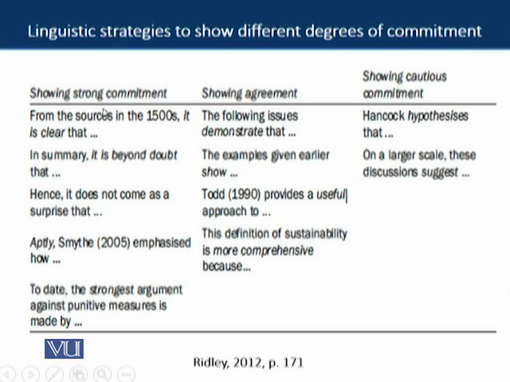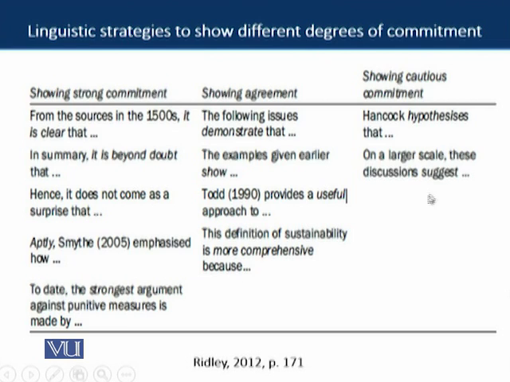Just see that in the first column, there is a strong commitment shown by the researcher, and it is only on the basis of the linguistic strategy used, right? In the second column, the agreement is there, but it is not as strong as in the first column, right? For example, following issues demonstrate that, so it's on the part of the author that the agreement is shown. The examples given earlier show Todd 1990 provides a useful approach to, right? This definition of sustainability is more comprehensive because, so there is an agreement shown in these examples.